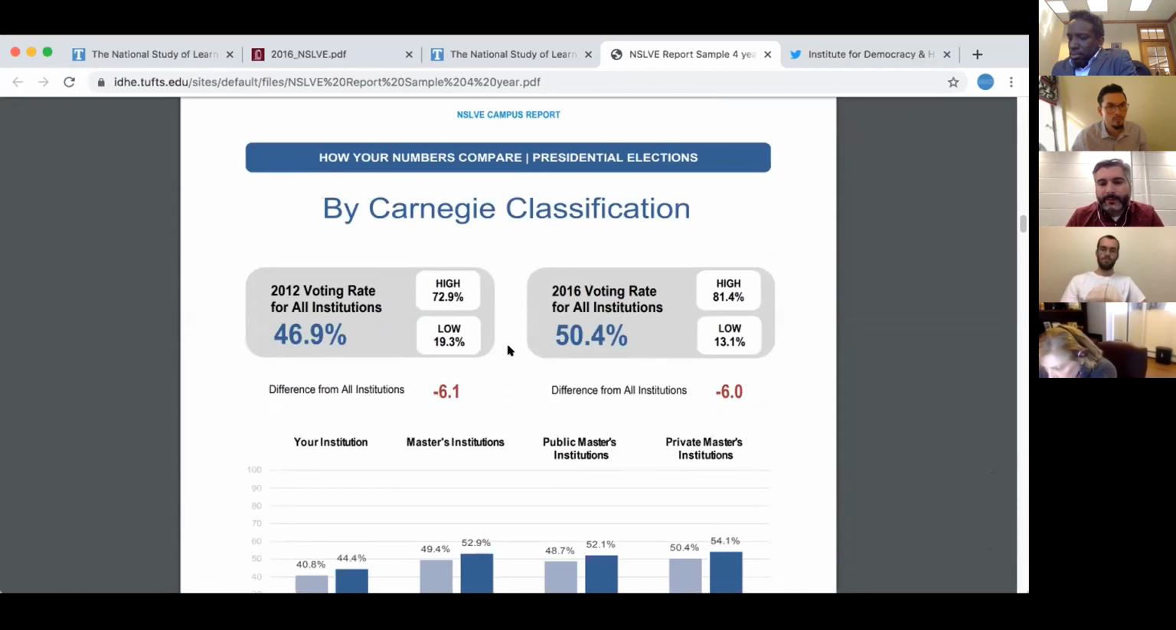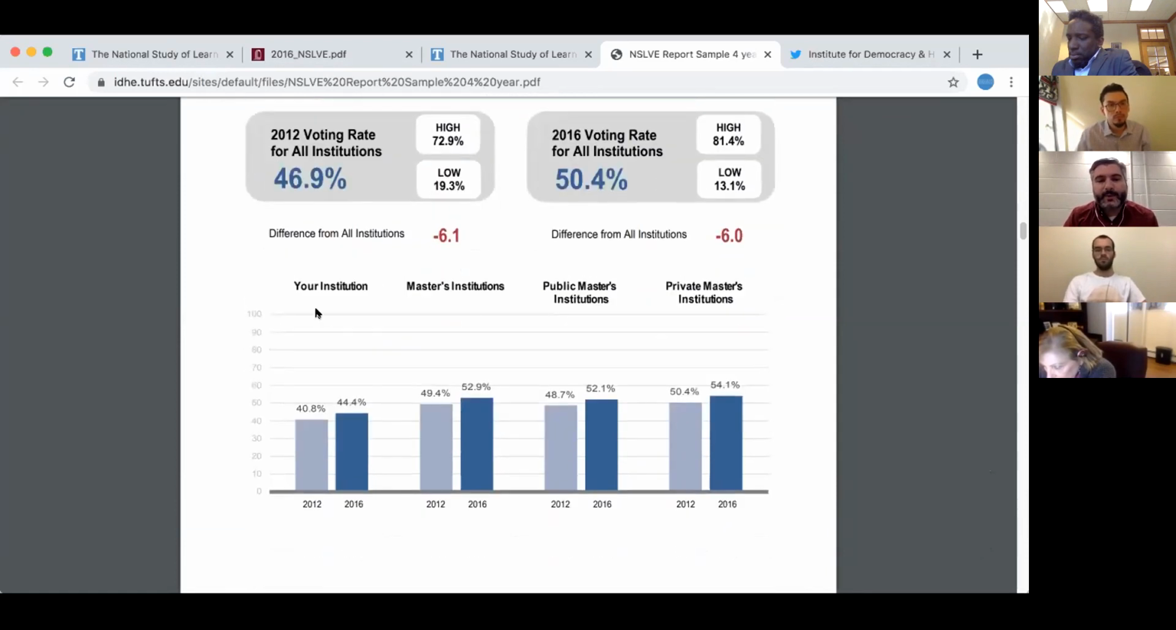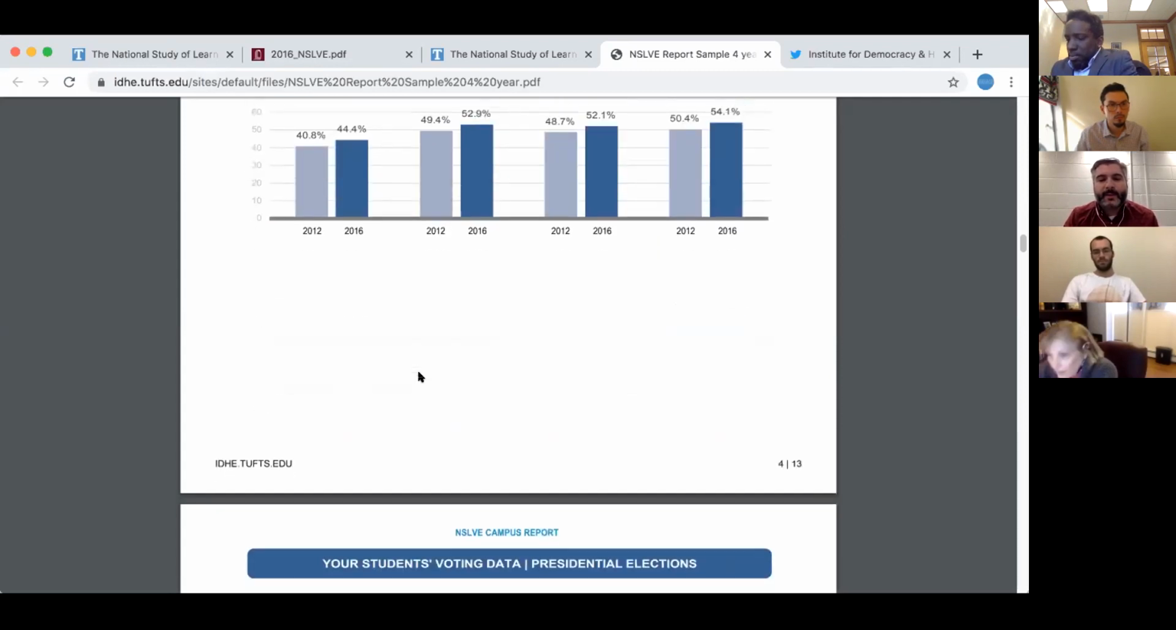Throughout the report, you'll find a series of comparisons for your data. We like to give you some sense of, okay, what do these numbers mean in context? So Carnegie classification is type of institution. For this school, here's your institution's data, and then here are the averages for master's granting institutions, public master's institutions, and private masters.